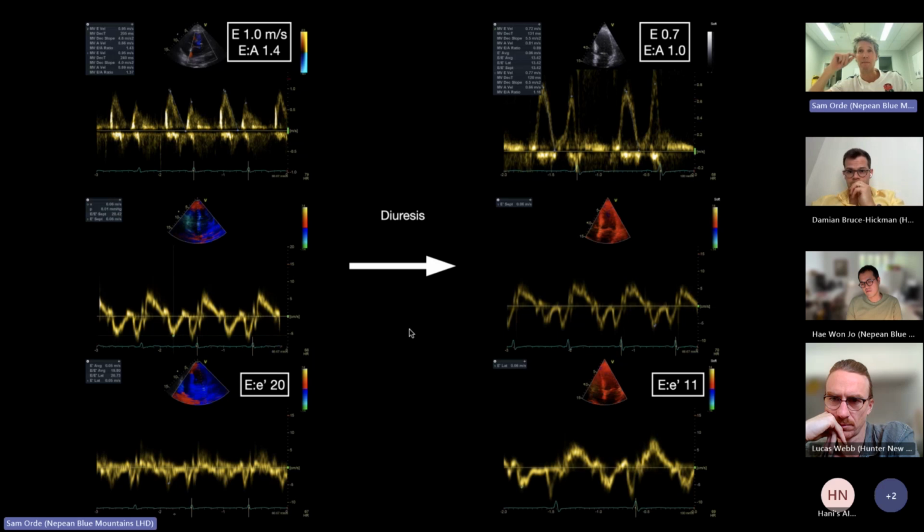And so it's really important, I felt, to diurese this patient first, and you can see the change. We didn't know whether some of these values were normal or abnormal. They certainly have normalized even further when we diurese them and get an E to E prime less than 11.